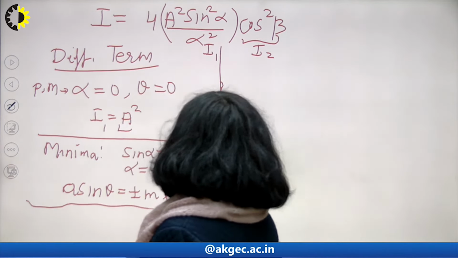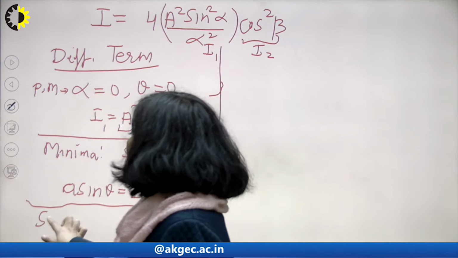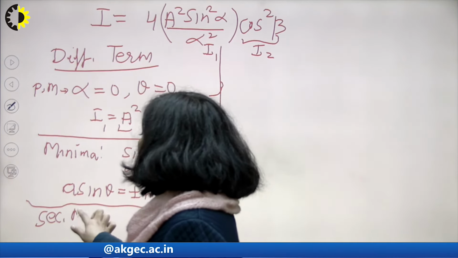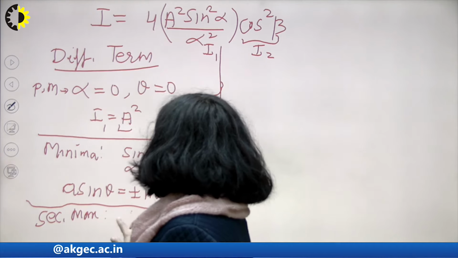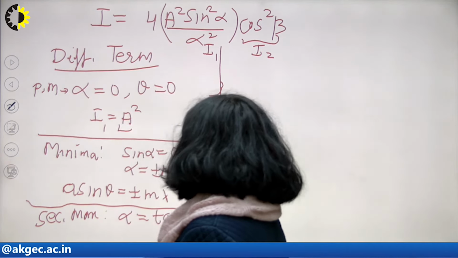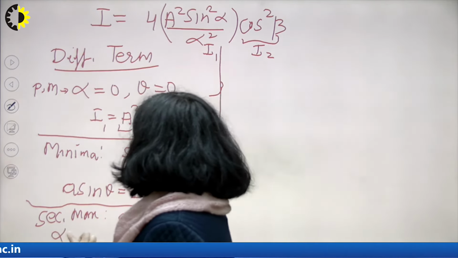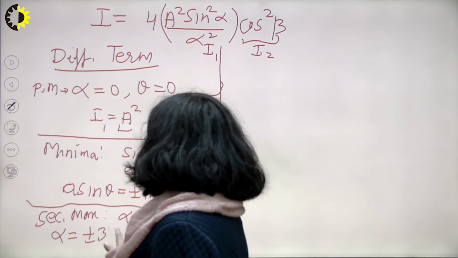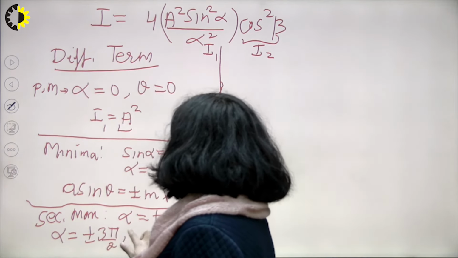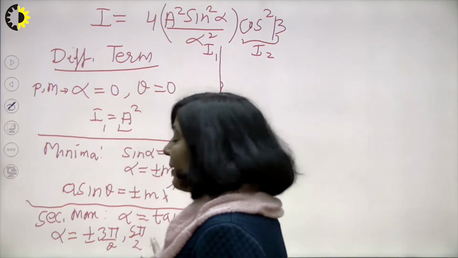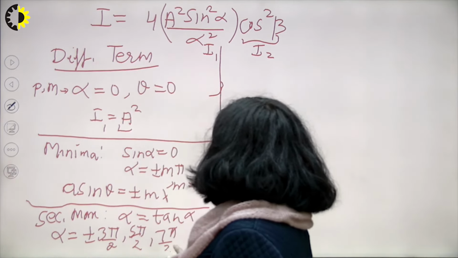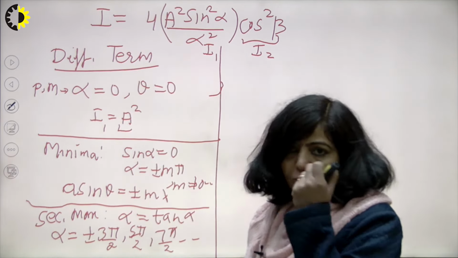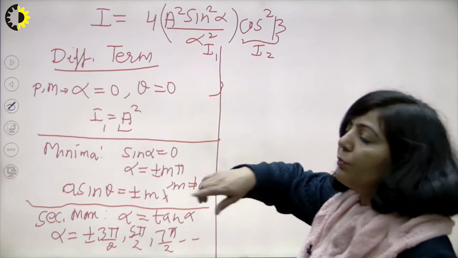And in case of secondary maxima, you will get secondary maxima in case of single slit diffraction when the condition alpha is equal to tan alpha will be satisfied. You know this, and you know the points of secondary maximas. The points of secondary maximas are plus minus 3 pi by 2, plus minus 5 pi by 2, plus minus 7 pi by 2 and so on. And you also know what is the intensities of those maximas. So this is according to your diffraction term.